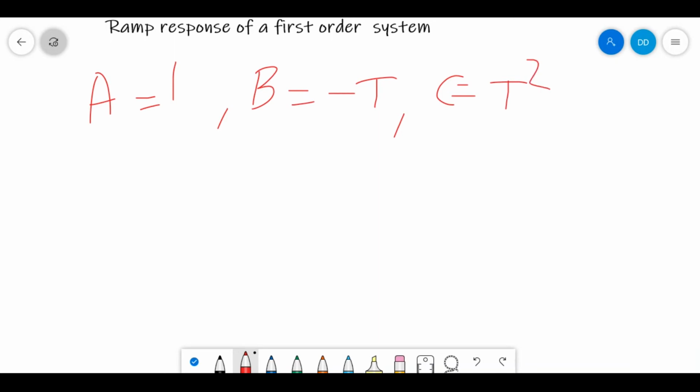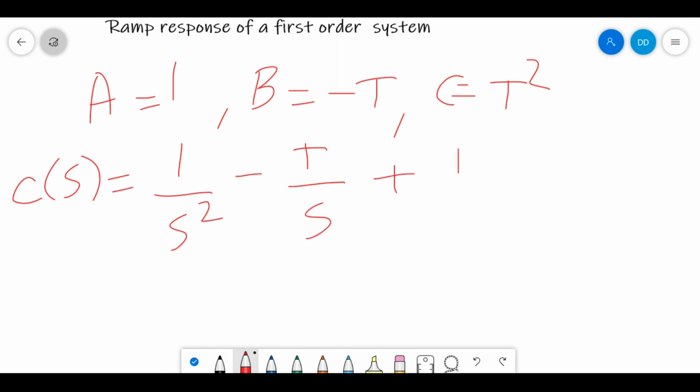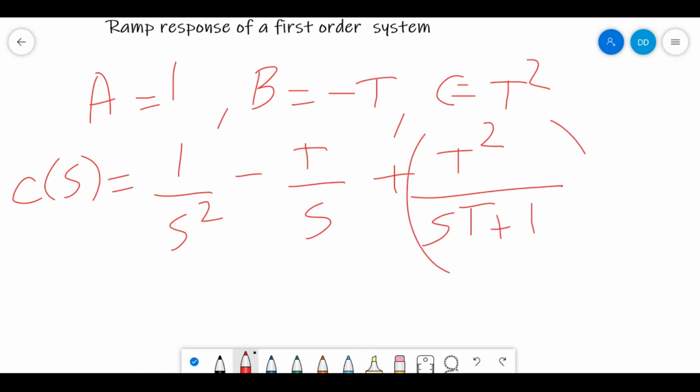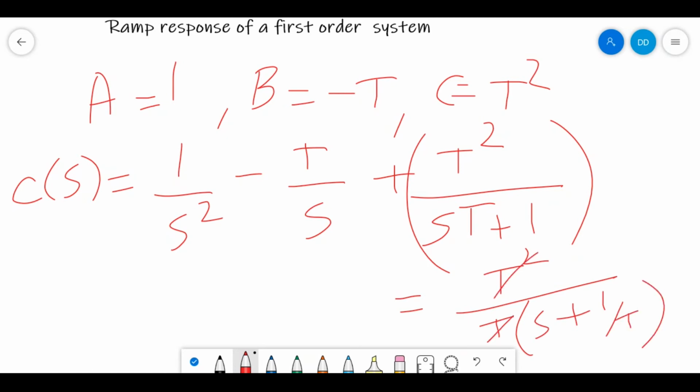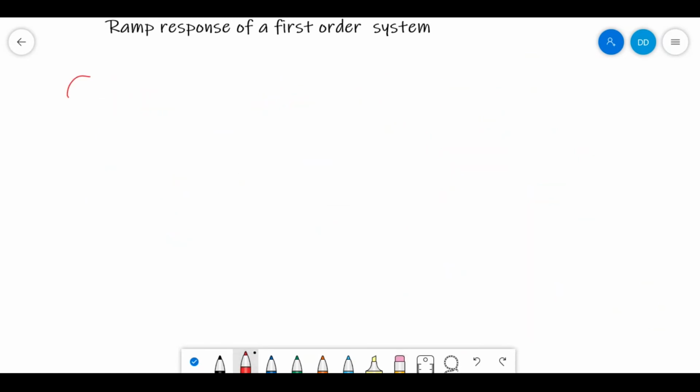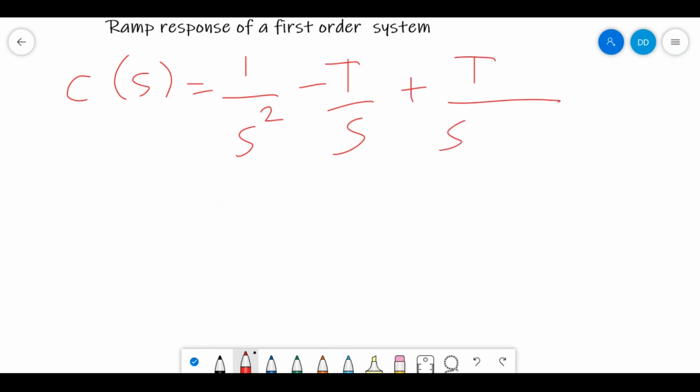Then substituting it in C of s, we can get 1 by s square minus T by s plus T square divided by sT plus 1. So this term, I'll rewrite it in the standard form. It is T square divided by T into s plus 1 by T. So one T gets cancelled. So we'll rewrite this as C of s is equal to 1 by s square minus T by s plus T divided by s plus 1 by T.